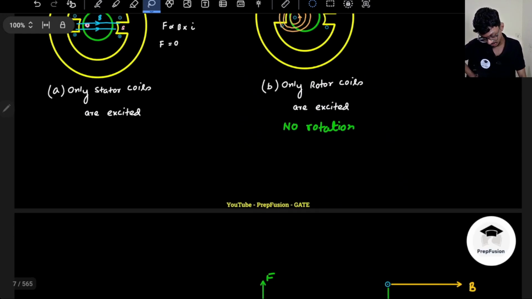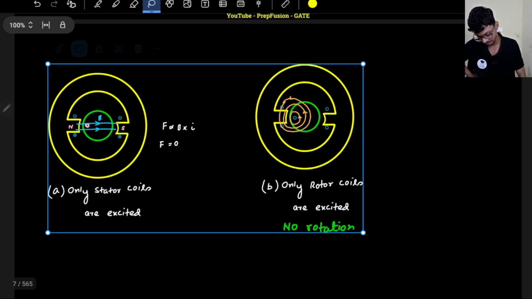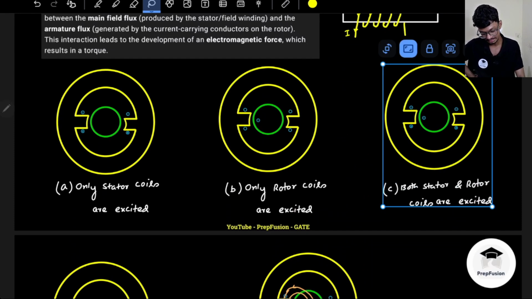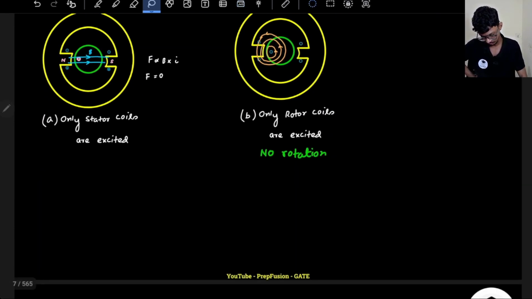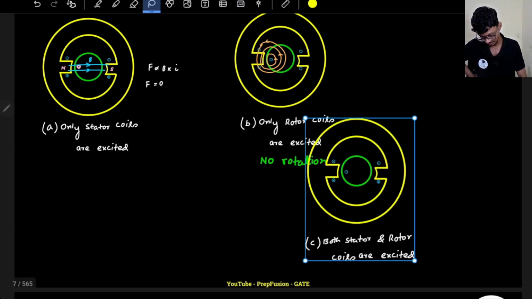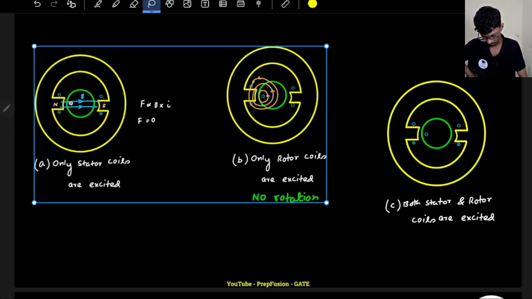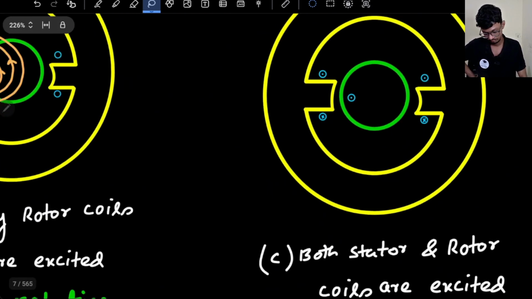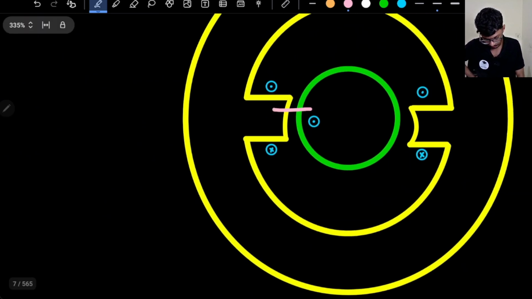Now let's jump into the third case. If I now observe the third case, what will happen? Very interesting, both the rotor and the stator are excited now. Both are excited. So if both are excited, what will happen? If both are excited, then again a field will be generated from here to here, in the same direction, right?